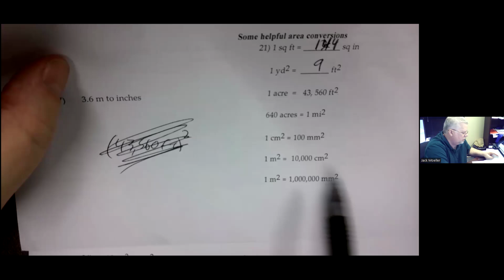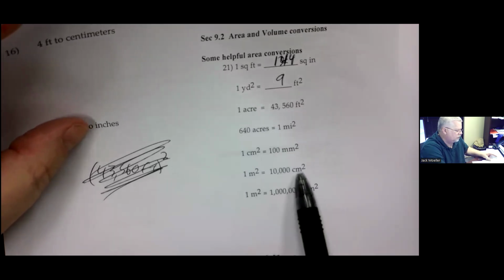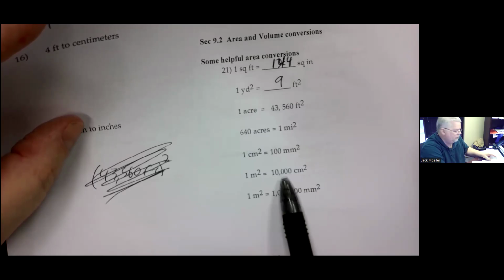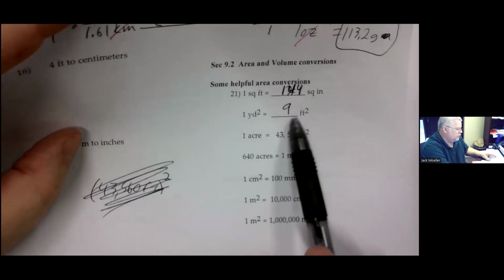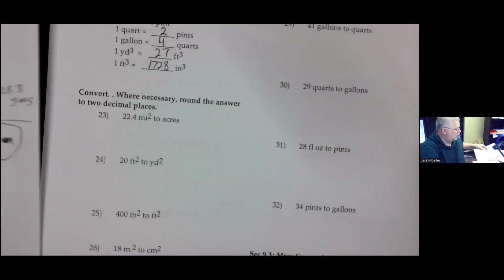1 square centimeter is 100 square millimeters. Yeah, so you got some of the metric. And where this is coming from is, 1 meter is 100 centimeters, and 100 times 100 is where the 10,000 is coming from. So we're squaring the 100 just like we squared the 3 to get the 9.